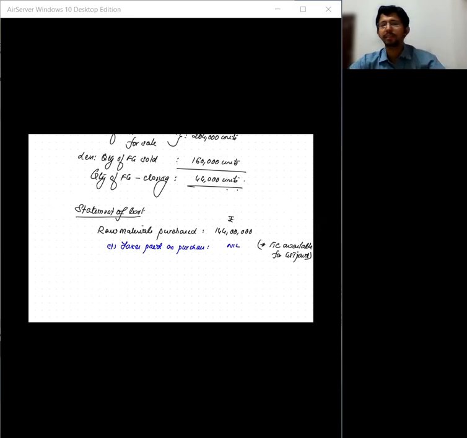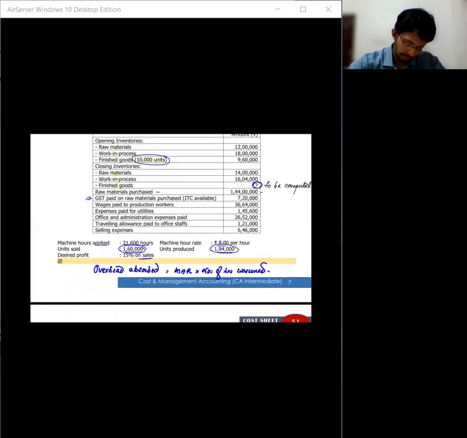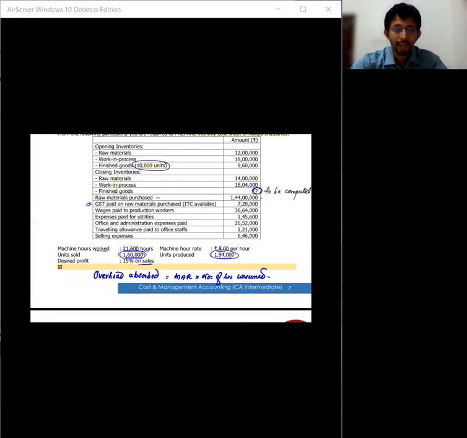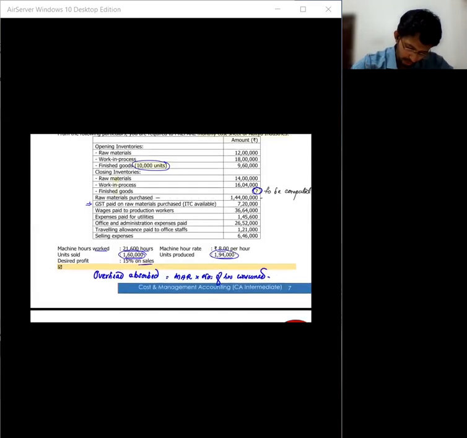Okay, now what do you have to do? With this, you have to adjust the inventory. So add inventory of raw material open. What is the value of inventory of raw material? Opening inventory of raw material, that is 12 lakh. So 12 lakh is added. Now less inventory of raw material closing. The amount will be closing is 14 lakhs.